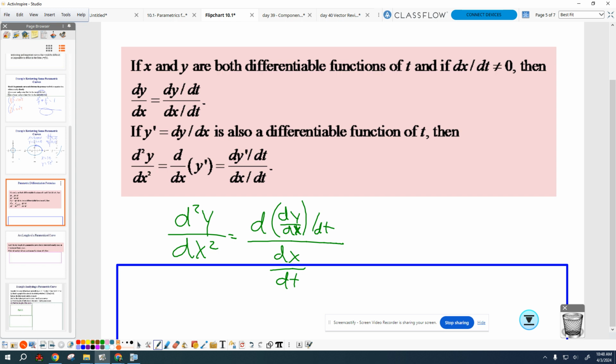Okay. Let me have you guys try. So we find dy/dx, then we do the derivative of that, and then we divide by dx/dt. Yeah, because when you do the derivative of dy/dx, it's with respect to time, and we need it to be with respect to x.